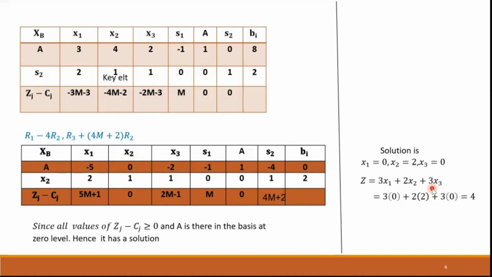So 2 different cases. If the artificial variable remains in the basis at 0 level, there is a solution. If the artificial variable remains in the basis at non-zero level, it has no solution. In the basis, meaning in the last table, when all these become positive and zero, after that check the value of a. If a is 0 then there is a solution, and if a is not 0 then there is no solution. Okay? So this is the third type of problem where we have a solution but still M is there in the last row.